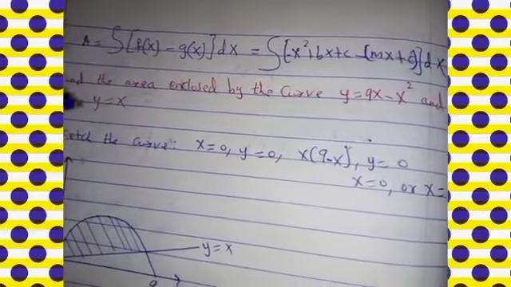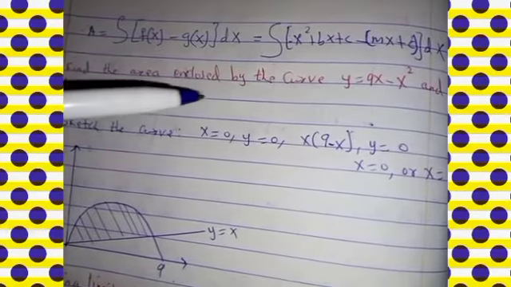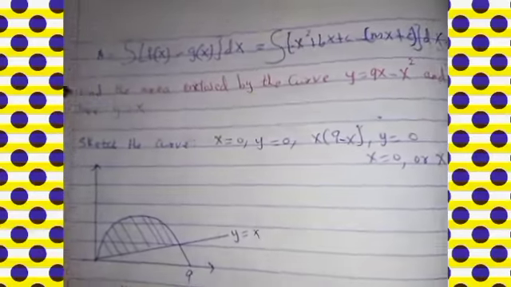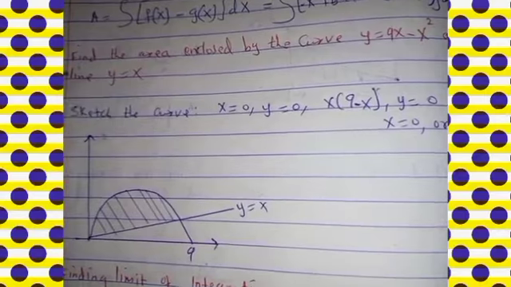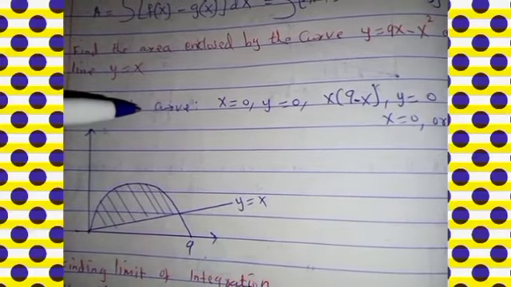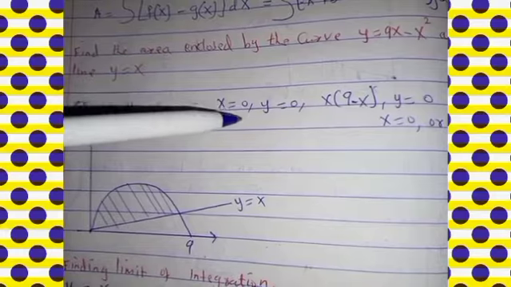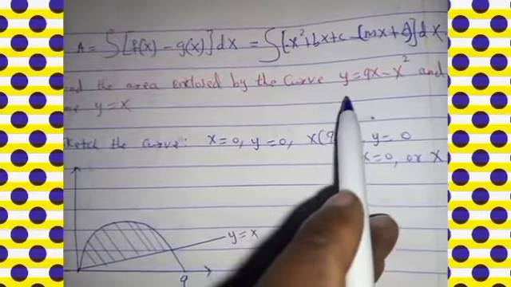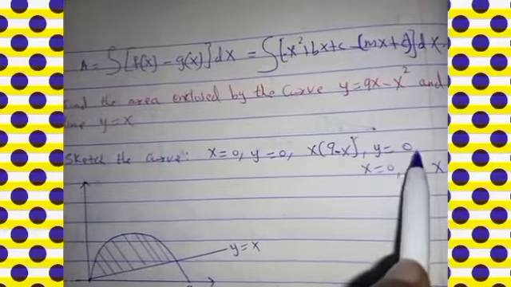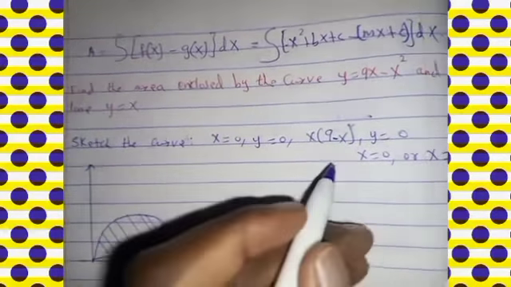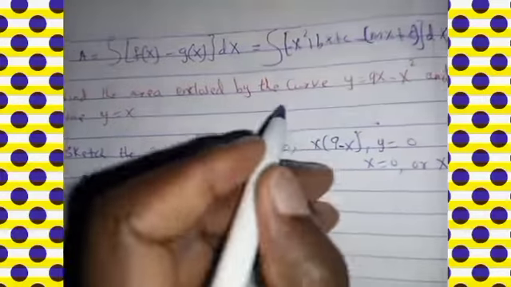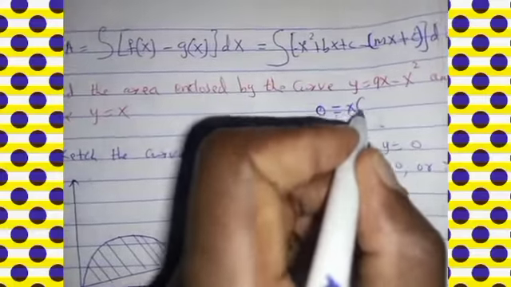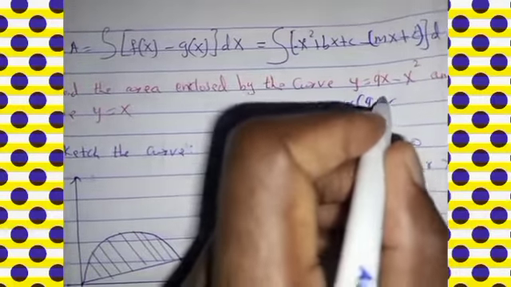So let us look at an example. Find the area enclosed by the curve y is equal to 9x minus x squared and the line y is equal to x. First of all, you sketch the curve. x is equal to 0 when y is equal to 0. So in this equation, you find the value of x when y is equal to 0. You substitute and factor, so you have 0 equals x into bracket 9 minus x.